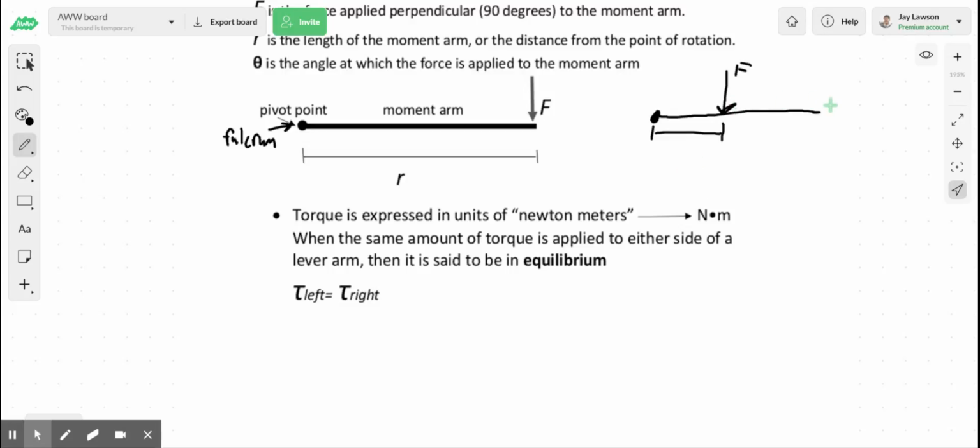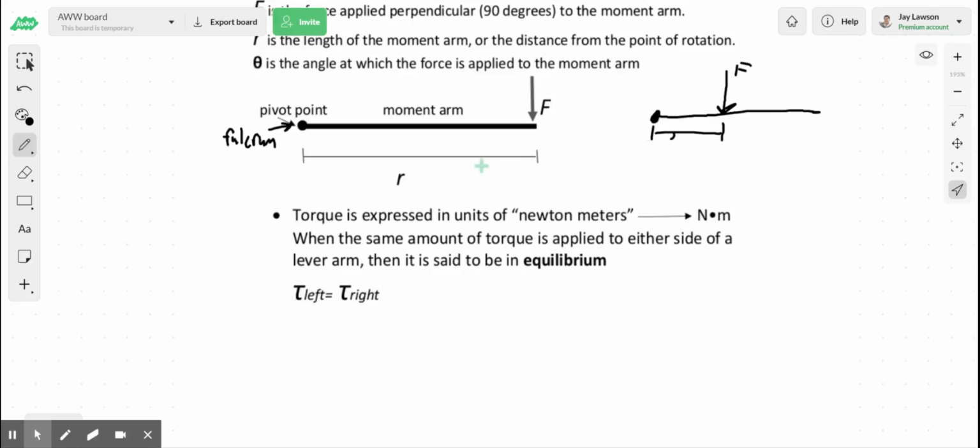Because as we go out further from the center, more torque is going to be produced. Well, how do we know that? Did you ever try to push a door from the hinges? It's pretty tough. But if you go out to the end where the doorknob is, it's pretty easy. So this is our moment arm.